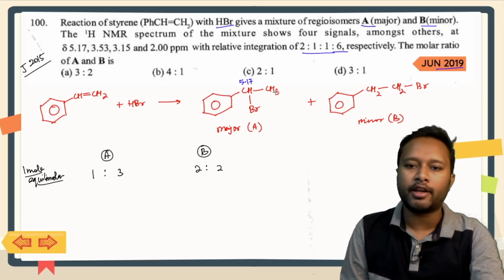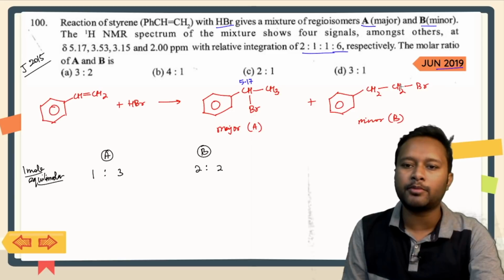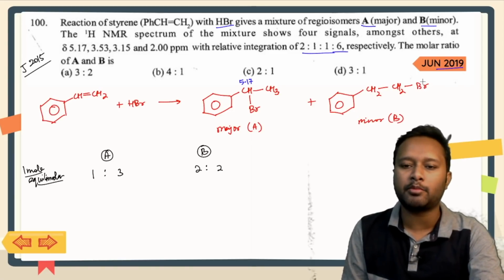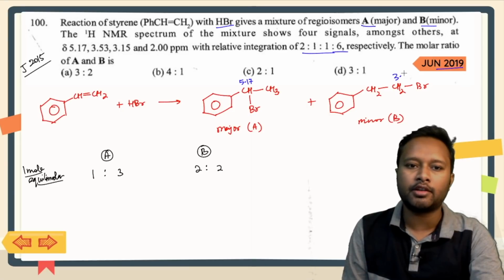Alright, when I talk about these over here, so for this CH2 which is quite away from the phenyl ring, but it's quite near to the bromine, it will have the next highest chemical shift, that is 3.53, looking at the higher electronegativity of bromine. So it is going to de-shield this, making it 3.53.